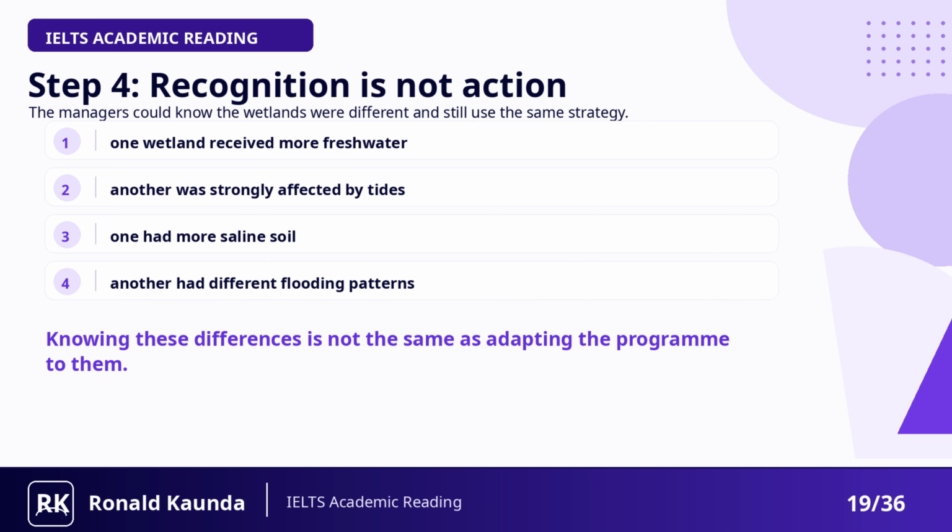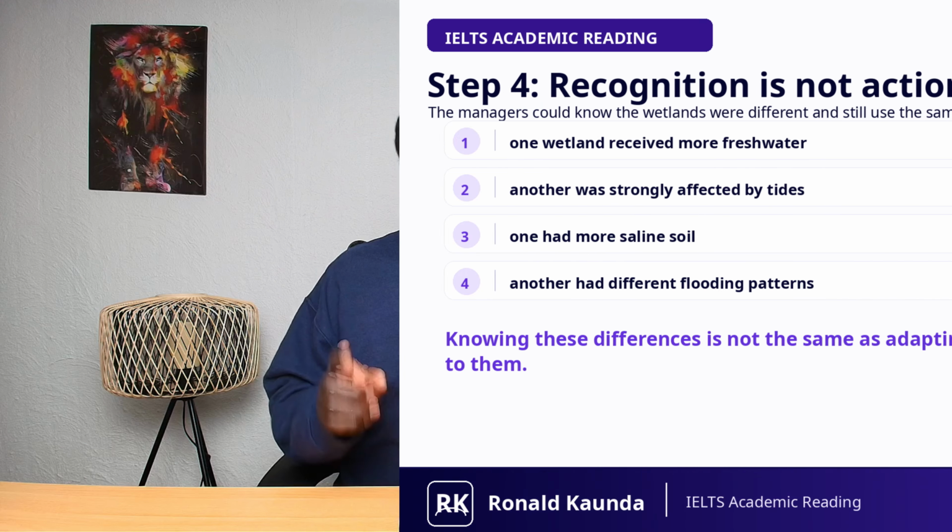For example, they might know that one wetland received more fresh water. Another was strongly affected by tides. One had more saline soil. Another experienced different flooding patterns. However, despite knowing this, they might still use the same barriers, the same planting procedures, the same water control methods, and the same measurements of success. Therefore, recognizing the differences is not the same as adapting the program to those differences. Now that we have isolated the exact distinction, we can test each option against the passage.